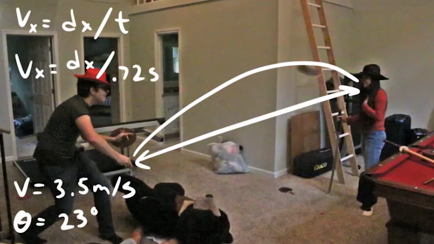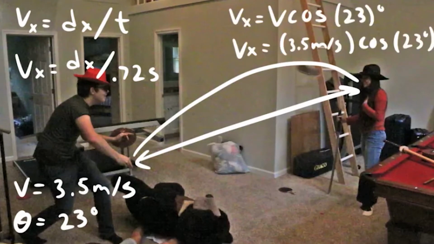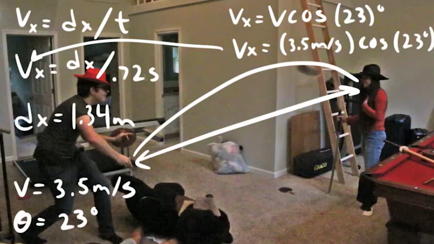Here we are just focusing on the horizontal component, so the velocity in the horizontal direction, Vx, is a constant value. Vx can be obtained by multiplying the total velocity, 3.5 meters per second, by the cosine value of 23 degrees, and the time t is the value we obtained earlier. When solving the equation, we get that dx equals 1.34 meters.